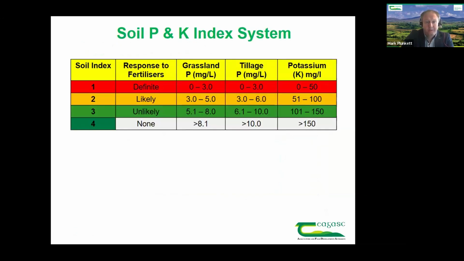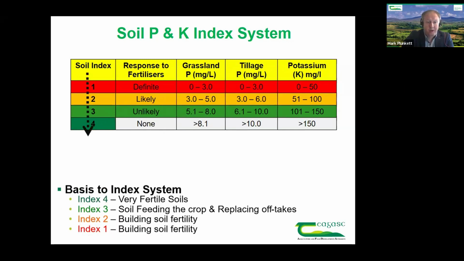So in terms of P and K advice, you're probably familiar with this table. I'll just draw your eye to the response to fertilizer. At index 1, there's a definite response. Index 2, a likely response. Index 3, unlikely. So if you're at index 3, the fertilizer you put on is very much on a maintenance basis. And index 4, you can see between 25 and 30% of our soil is at index 4, and there's no response at index 4. So there's no need for either P or K. And as we move from index 1 to index 4, our soil supply increases.